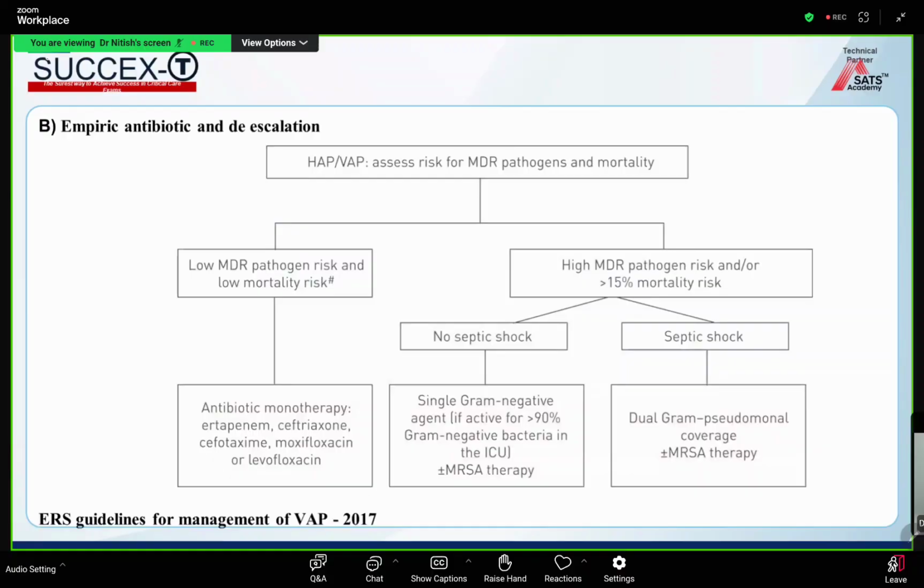How do you manage patients with VAP and HAP? If the patient has a low MDR risk pathogen, then the drug of choice would be an anti-pseudomonal, preferably a respiratory fluoroquinolone, carbapenem, or agents like ceftriaxone. These agents will probably cover your MSSA also. But if you have a higher MDR pathogen risk and the patient doesn't have septic shock, then you start this patient on a single gram-negative agent along with MRSA therapy. But if the patient manifests with septic shock, the recommendation is to use dual gram-negative pseudomonal agents along with MRSA therapy.